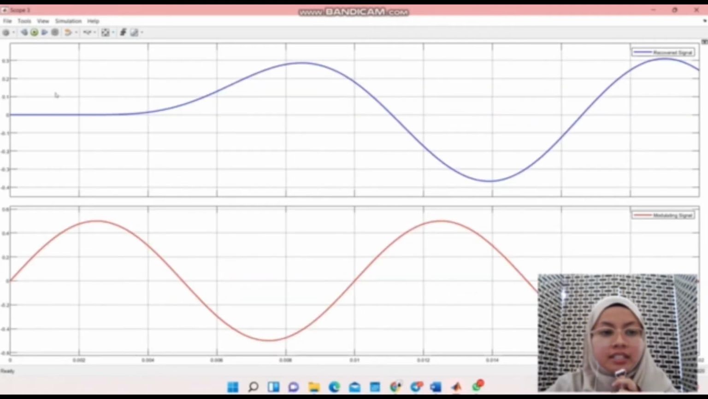Okay, now this is the waveform when VM is equal to 0.5. This is the modulating signal, which is 0.5, and the recovered signal is almost 0.3, which is different, as the value is decreased compared to the input signal. From here we can conclude that when the circuit goes through the quantization or sampling process, the recovered signal will be lower compared to the input signal.